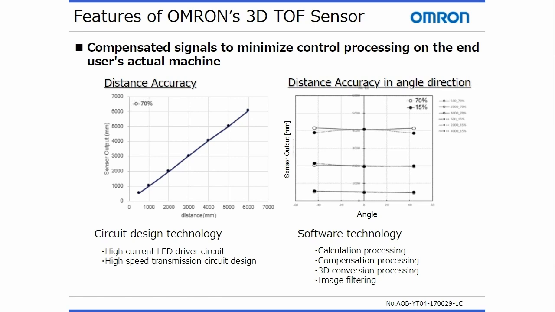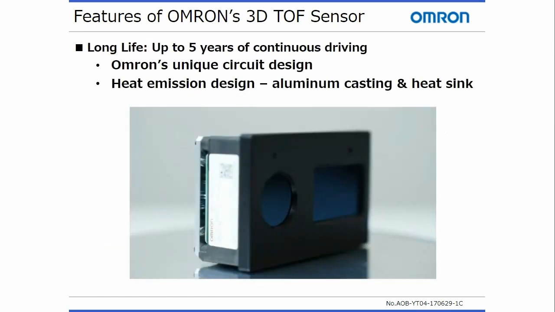The B5L sensor features high reliability with its long life design, giving consideration to high work efficiency. The sensor is able to achieve a long life of up to 5 years under continuous use thanks to OMRON's unique circuit design and heat emission design with aluminum casting and heat sink. In the next slide, I will show a video demonstrating the complete external design of the sensor.